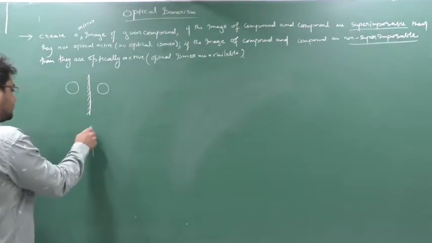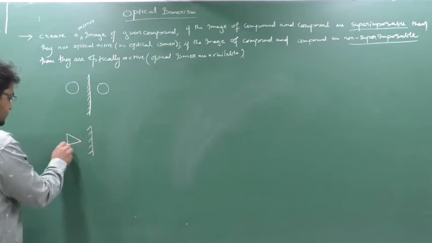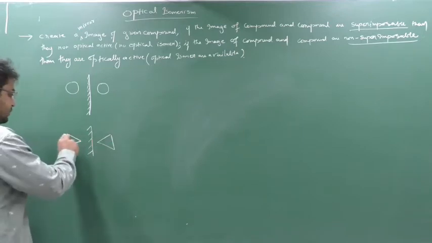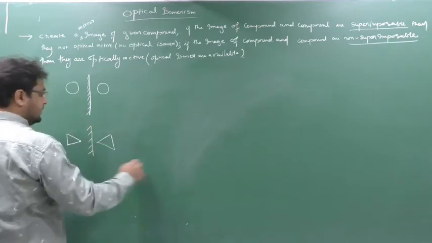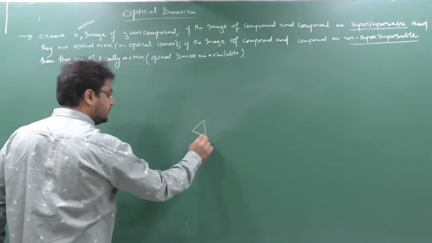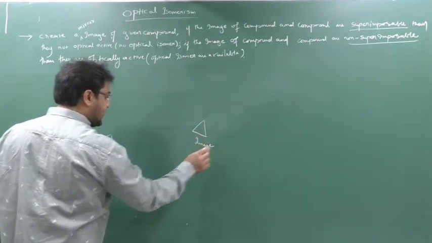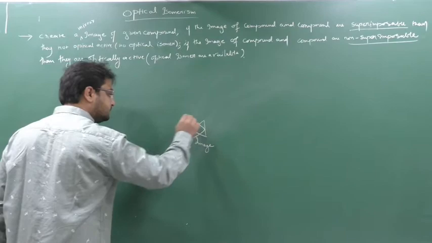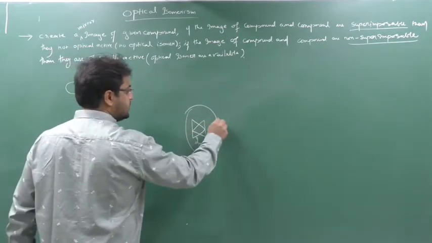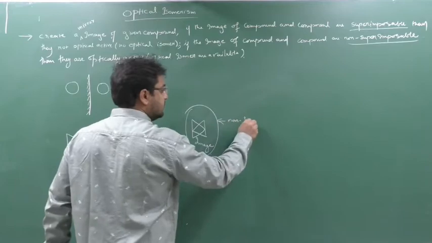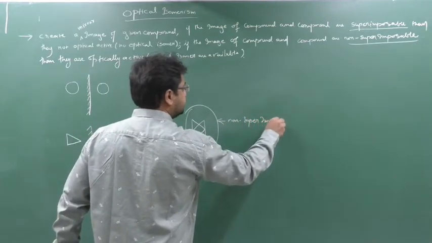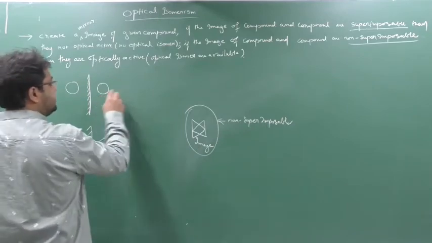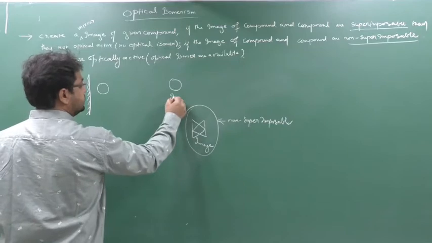So suppose I take this compound. What is the image? This will be the image. Now place this on this. When you place this on this, they are not superimposable. See, this is the image, yes or no? This is the image, and this is the original compound, and when I put the original compound here, I will get the image like this. So this we call non-superimposable.